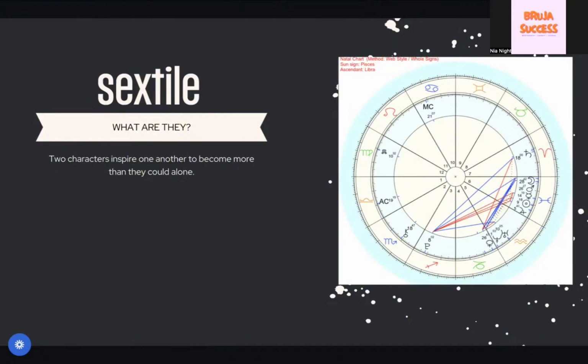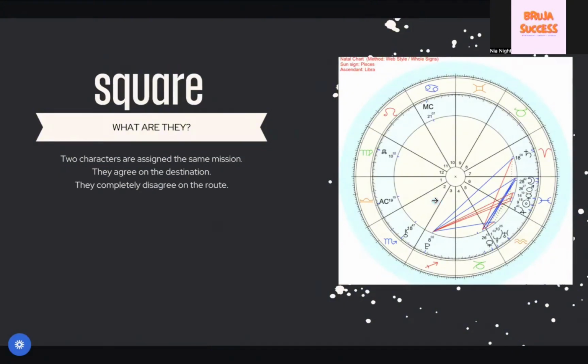It requires action. Now let's get into a square. So a square is friction, it's tension. Something about it is triggering, but it leads to development. Like the two energies working together, it leads to development. So the planets in a square are often trying to achieve a similar goal, but they disagree on how to get there. Okay, so in this chart, we see Saturn in Aries squaring this Venus in Capricorn.